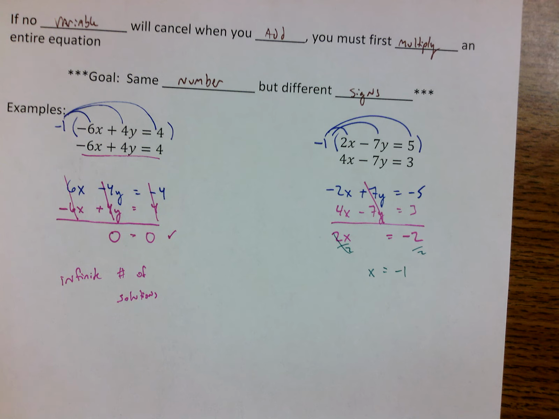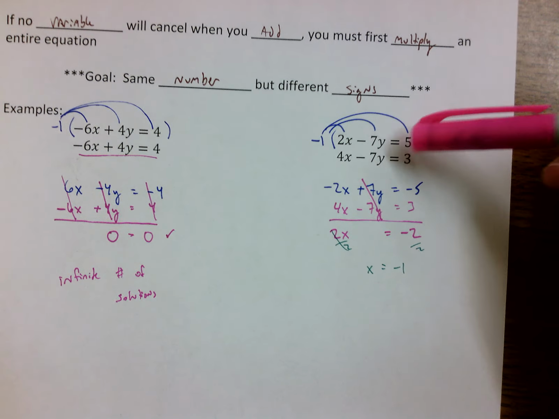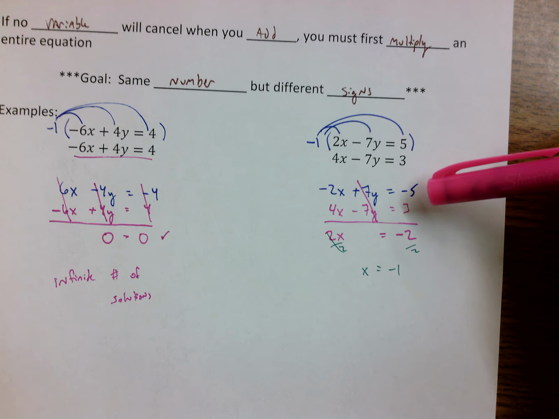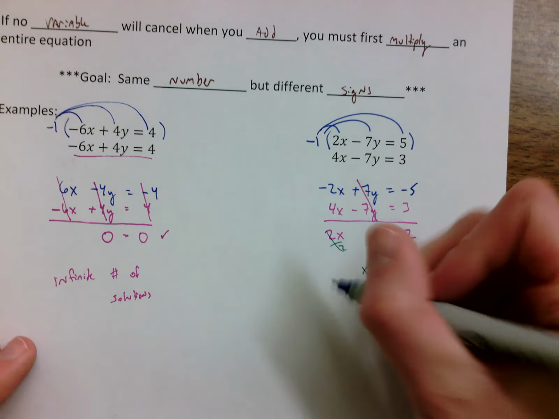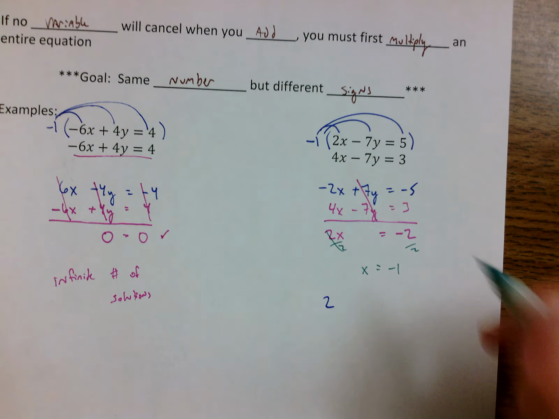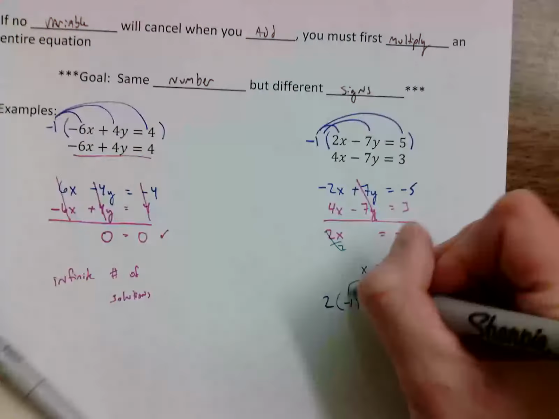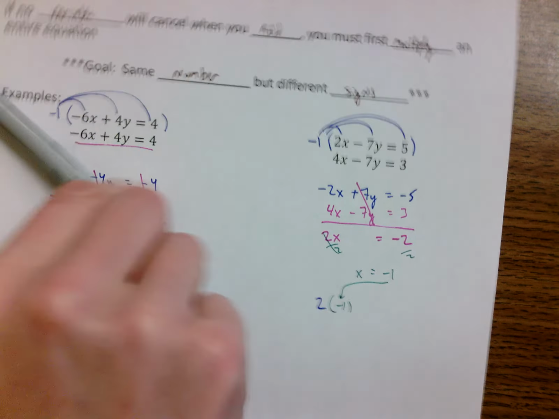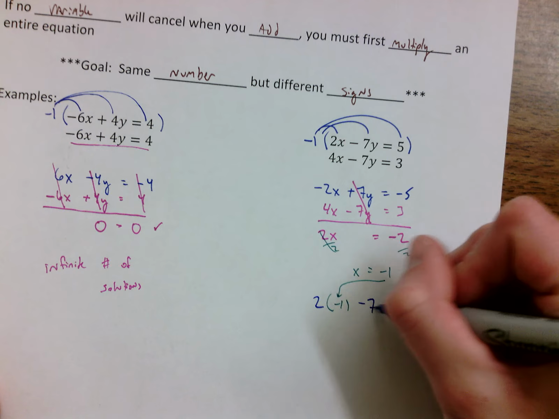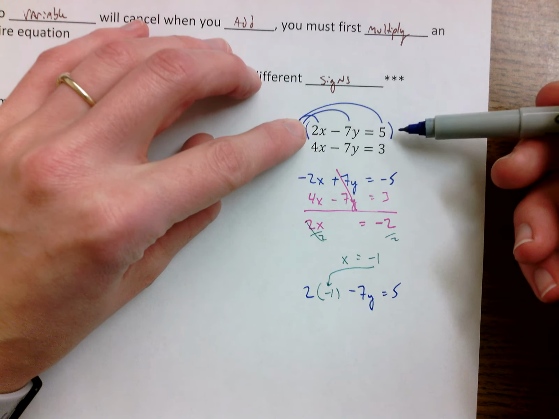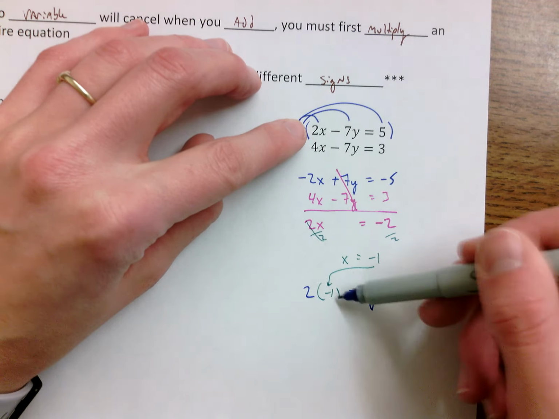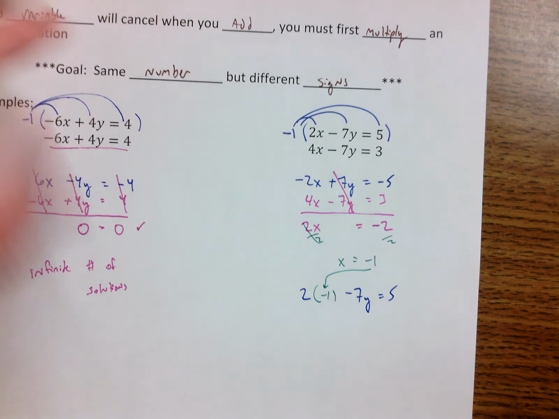And then from there, we're going to go back and plug that into either of your equations. You could use either of these two equations, or you could even use this one if you wanted to. It's just a matter of preference. I think I'll use the top one. So I'm going to do 2 times the x we just found, -1. So this guy got plugged in here, -7y equals 5. That's this top equation before I multiplied it, the same thing, but I substituted the answer we got in for the x.